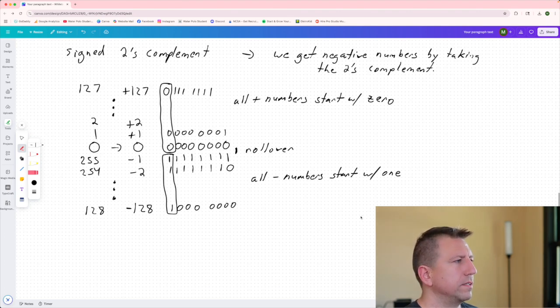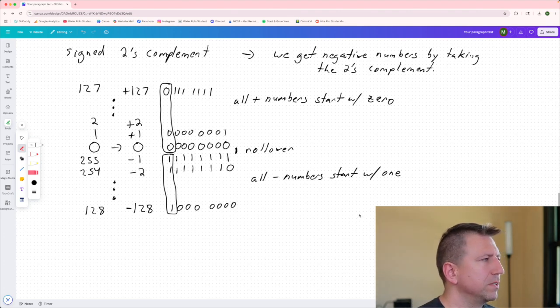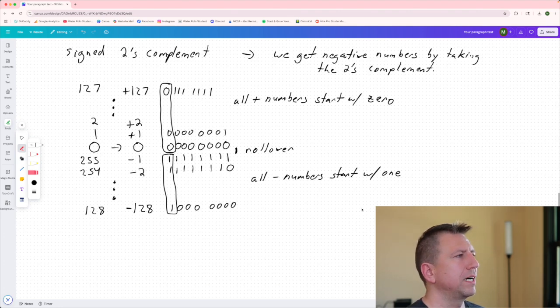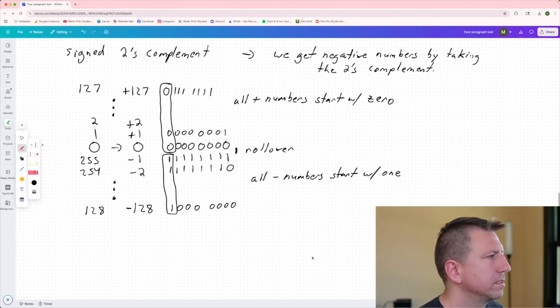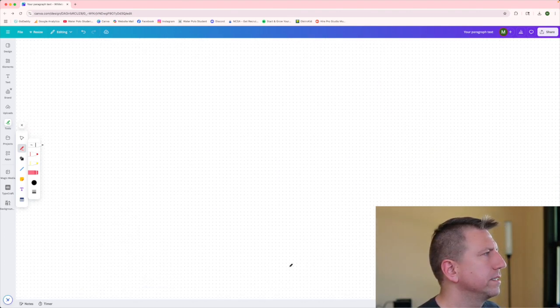Okay, so that's how we represent these numbers. So let's talk about how we get them by performing a 2's complement. Scroll a little bit here.